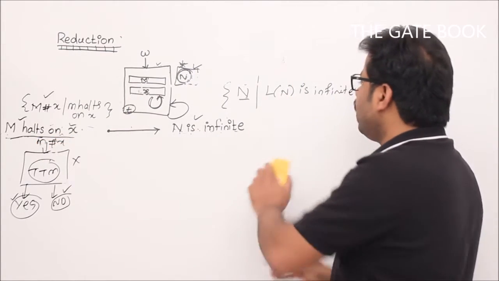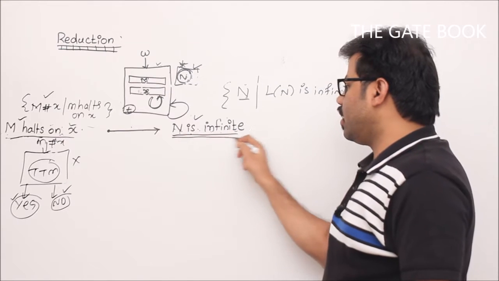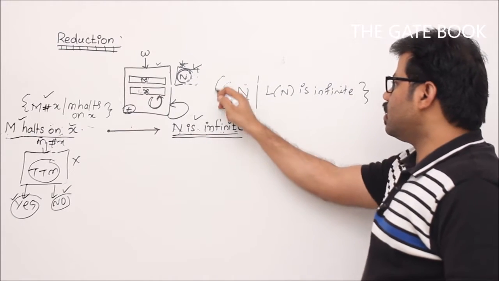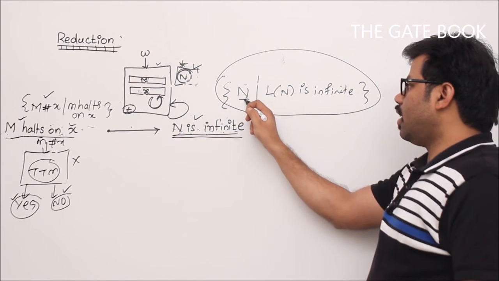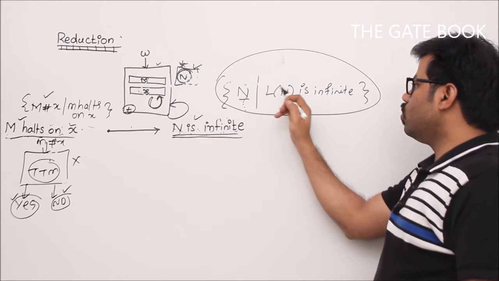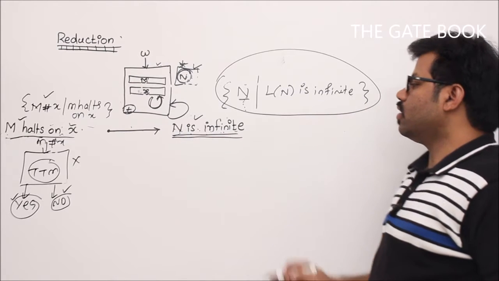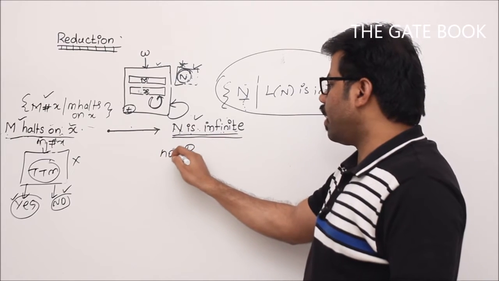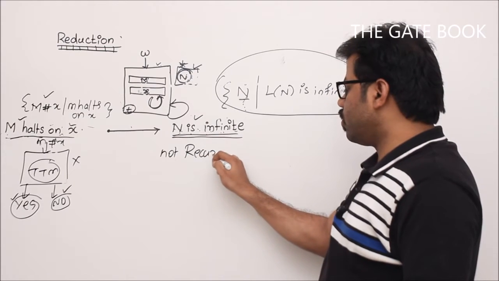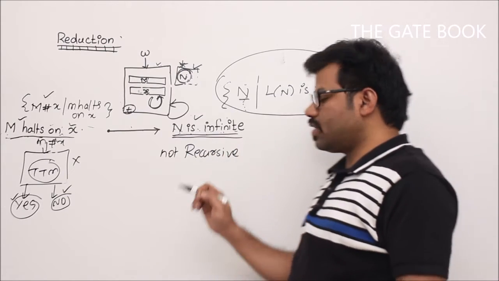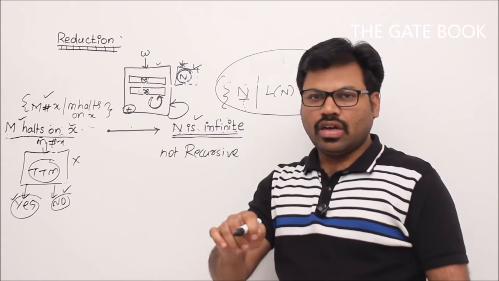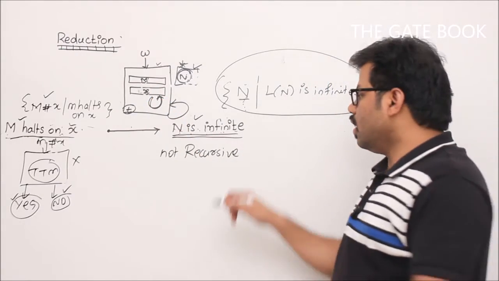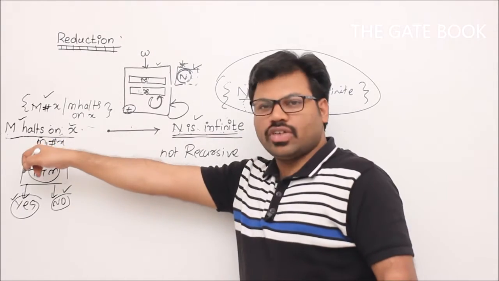So finally, this language saying whether a given Turing machine's language is infinite or not, that is a language. What is that? The collection of Turing machines whose language is infinite. So that is a definitely not recursive language. Remember, I am not saying exactly whether it is recursively enumerable or not. I am telling you definitely it is not recursive, because if this is recursive, automatically the earlier one was becoming recursive.